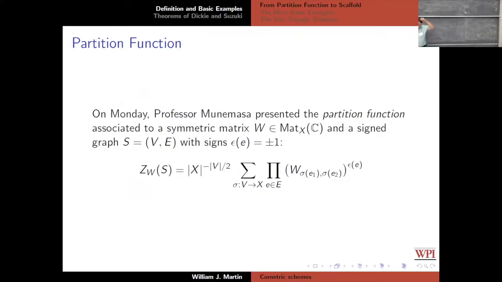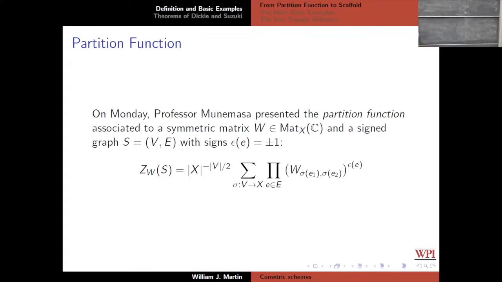On Monday, Akihiro Munemasa introduced the partition function for a link diagram. So you have a diagram associated with some drawing of a link, and you have signs on the edges. You saw all of that, and he defined this partition function. So let me vary things a little bit. I call my graph G instead of S, so I'm going to change S to a G.